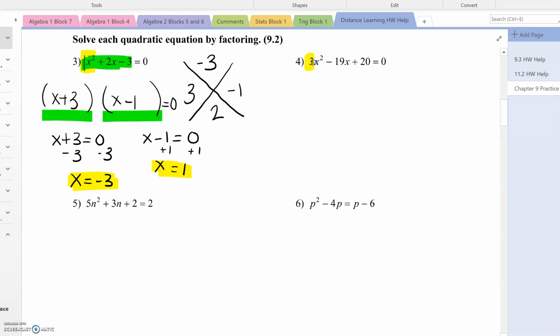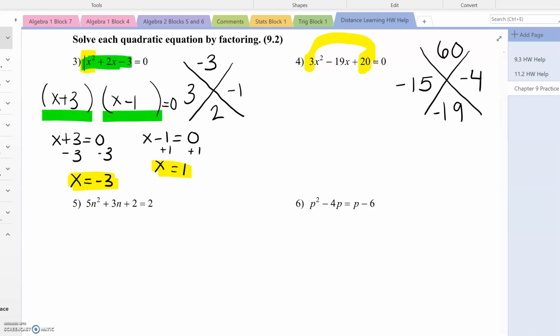The only difference here is we do have an a value. So our a value is 3. Some of you are going to remember when you have an a value, when you go to draw your factoring x off to the side, you need to multiply 3 times 20 to get 60. That is the number we're trying to multiply to, and we're trying to add to negative 19. So we want to think of two numbers that multiply to give us 60 and that add to give us negative 19. For us, that's going to be a negative 15 and a negative 4. A negative times a negative is going to give us a positive, but they're going to add together to give us a negative 19.